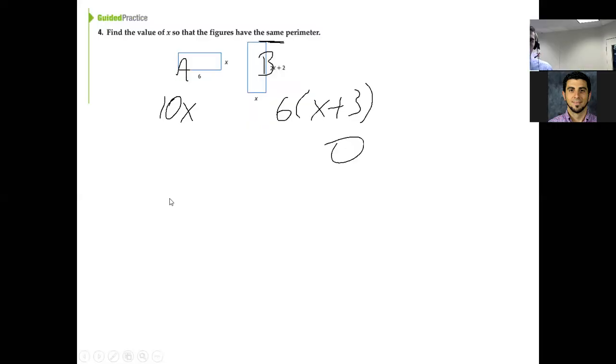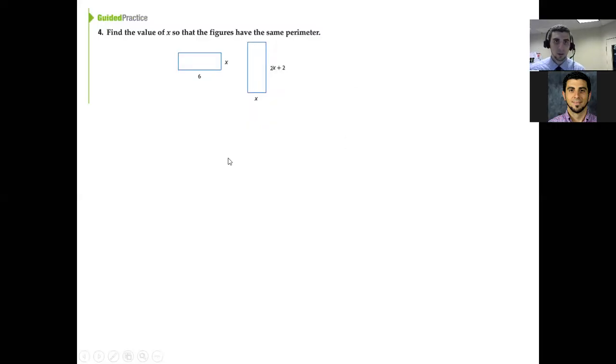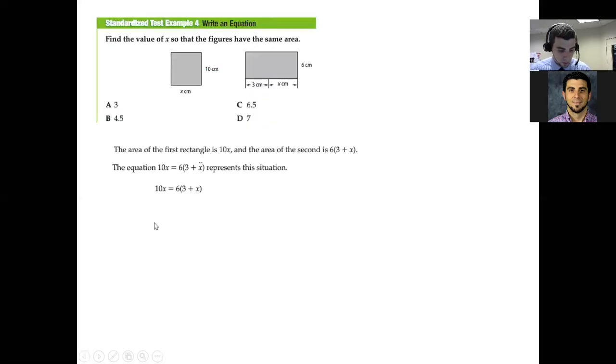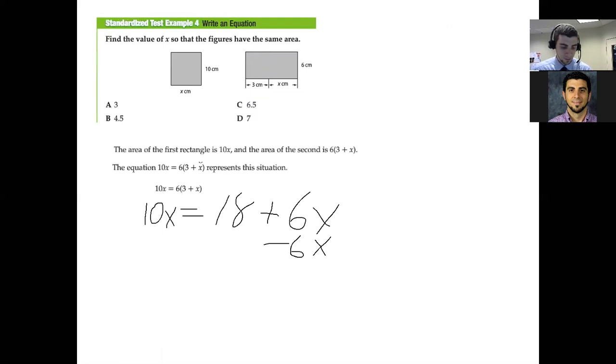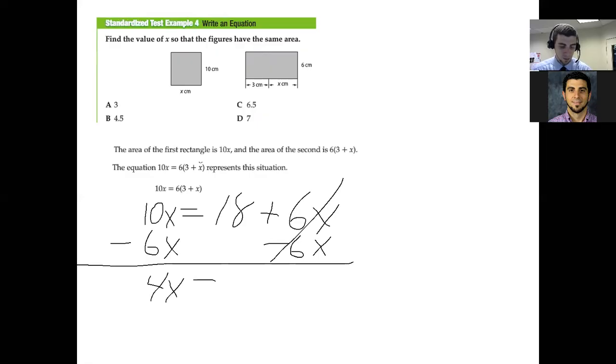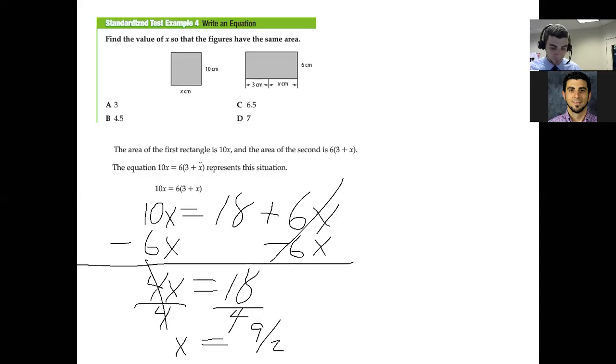Then, let me back up here. Went too far. So you want to have 10x equals, distribute the 6, 18 plus 6x, then subtract the 6x, and you'd have 4x equals 18, divide by 4, and you have x equals 9 halves, which is 4.5, which corresponds with answer B.